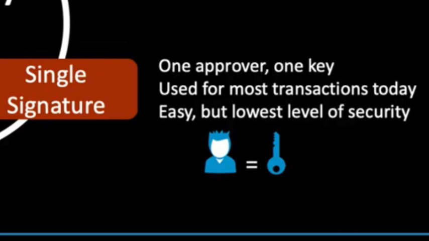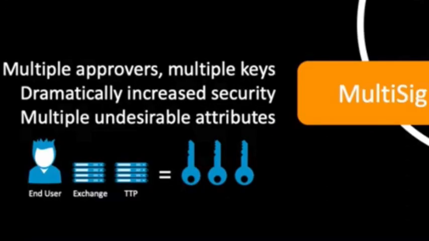It's easy, it's low in cost, but it also provides the lowest levels of security because if the holder of the key gets hacked, their funds are effectively gone. Multisig is an alternative scheme that was specified by the Bitcoin specification back in the year 2008. And it introduces the idea of having multiple approvers, each with their own private key to generate their own signature, where each approver's signature is recorded as part of the transaction record.